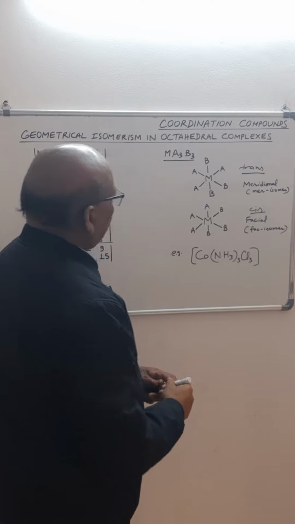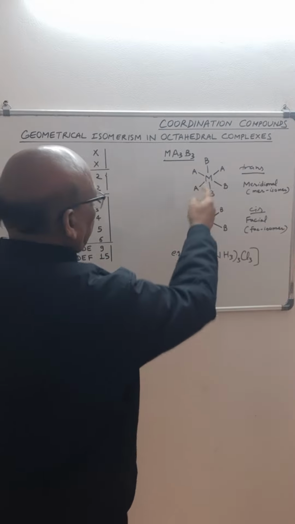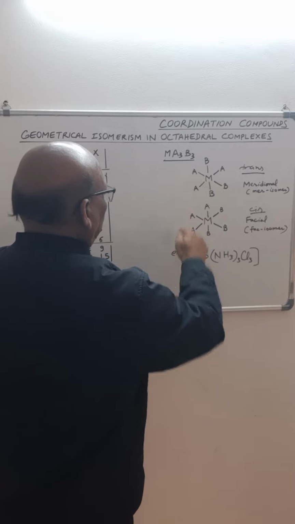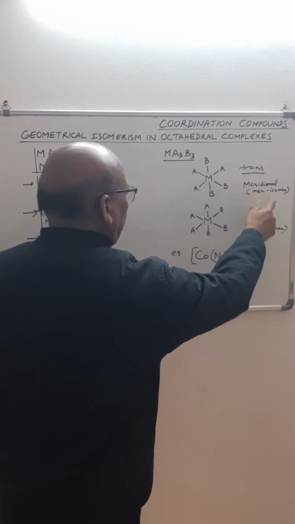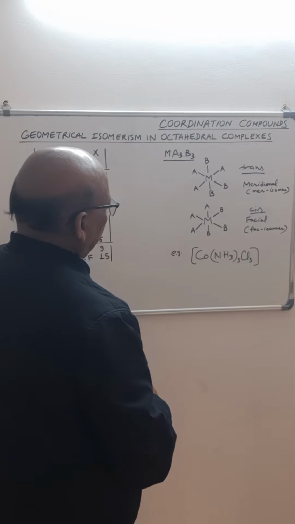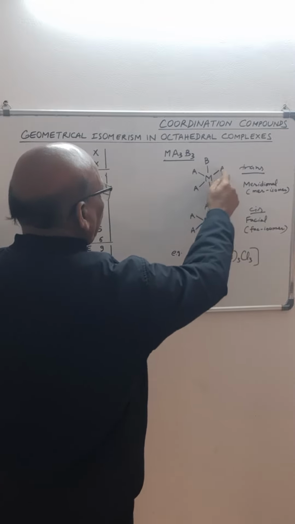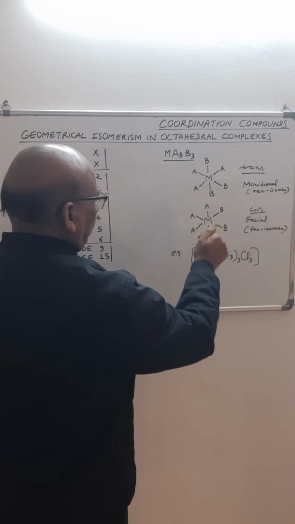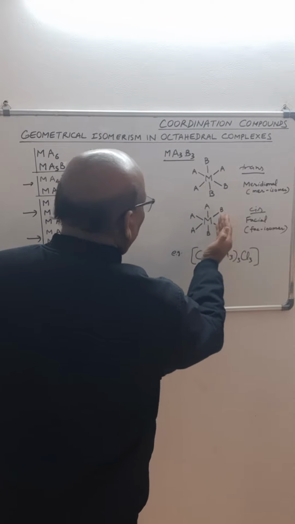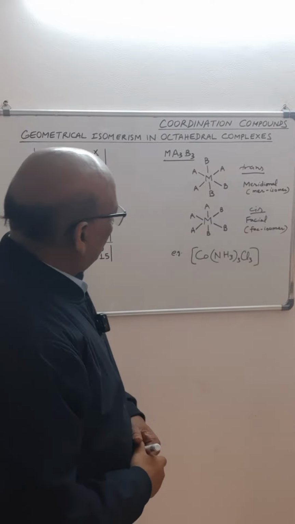Now these are both optically inactive because there is a plane of symmetry present. So there is no chiral central metal atom. Both the forms, that is both the meridional and the facial, are optically inactive because of the plane of symmetry. You can see here the 3 A's are in the same plane, so it will have a plane of symmetry. And in this case, if you go A and B, then you see on both sides there is a plane of symmetry. So they will not show optical isomerism.